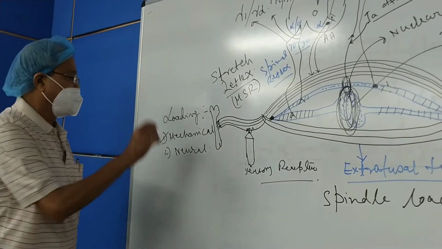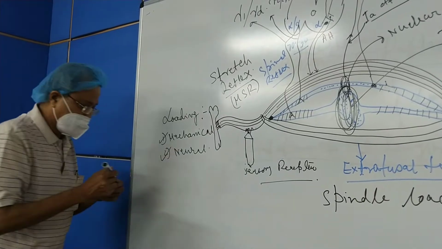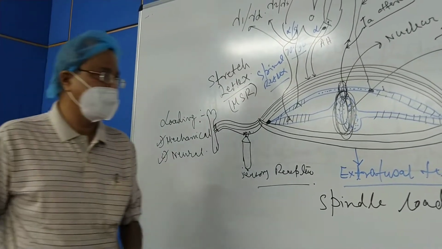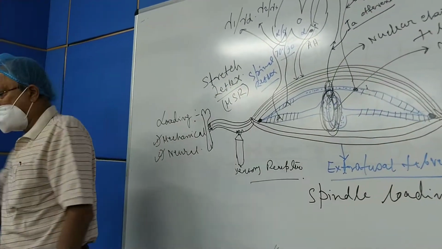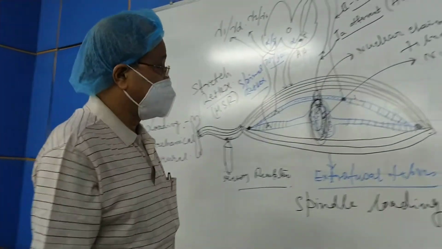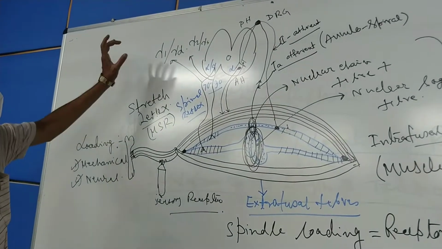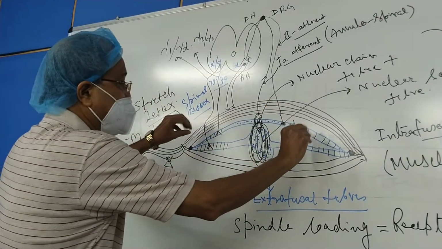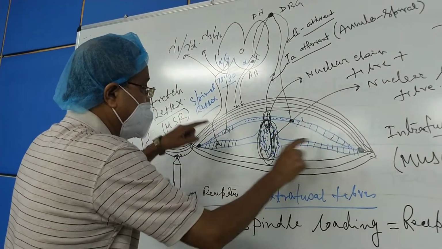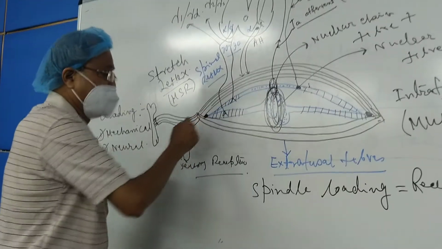Okay. Now the neural. The second mechanism is neural. There is no question of any mechanical force being applied on the muscle. It is neural. Neural means what? What motor neurons are supplying the muscle spindle? The gamma 1 and the gamma 2. They are supplying the peripheral muscular portion of both the nuclear chain fiber and the bag fiber. These striated regions represent the peripheral muscular portion of both the nuclear bag and the chain fibers.